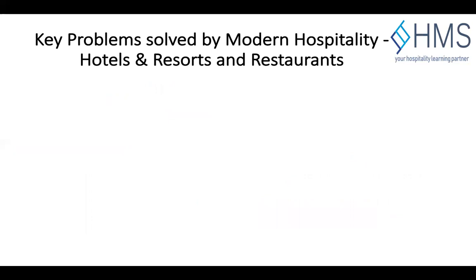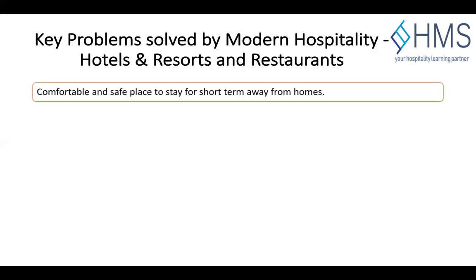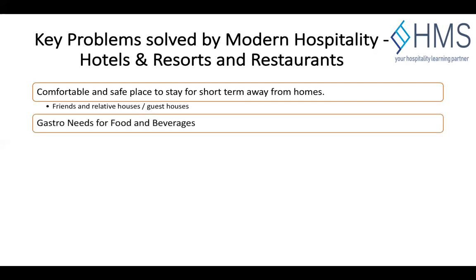Now, what are the problems that were solved by modern hospitality, hotels, and resorts and restaurants? A, having a comfortable and safe place to stay for a short span of time away from home. It's a nice recreation joint, friends and relatives, houses, guest houses. Then gastro needs for food and beverages. Now, of course, not just accommodation, but also pre-cooked food or own cooking.